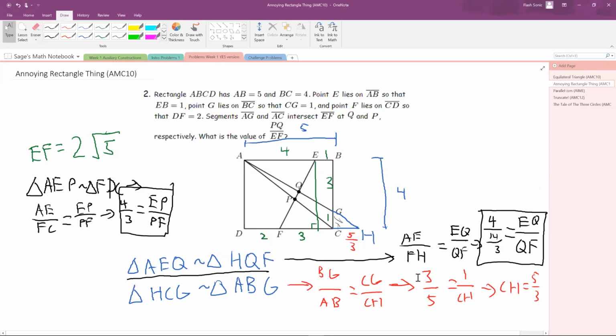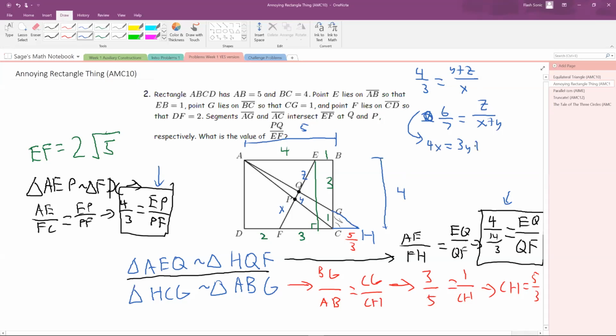All right. So now what we're going to be doing is using both of these to get PQ to EF. And I'm running out of room, so I'm just going to work up here. If we call length FP as X, length PQ as Y, and length EQ as Z, then if we substitute in for these boxed equations, we get that 4 over 3 is equal to Y plus Z to X, and we get that 6 to 7 is equal to EQ to EF, which is Z to X plus Y. So from here, solving, we get that 4x is equal to 3y plus 3z, and 6x plus 6y is equal to 7z.